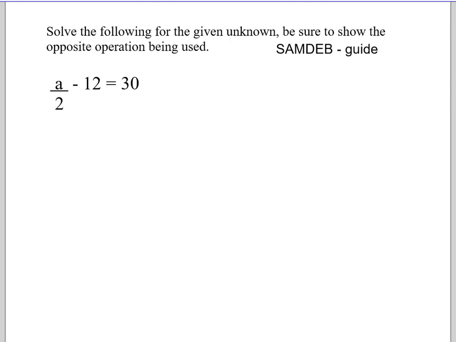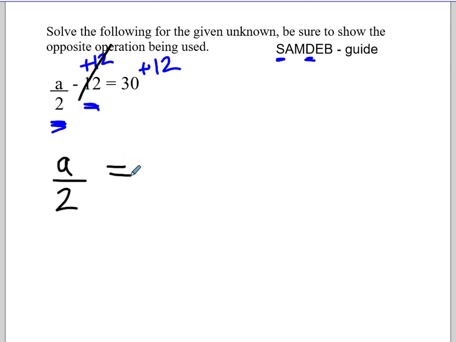Okay, we got 2 more to go. So if you want to pause it, try this one. We have a dividing part here and a subtracting part. So the subtracting is going to come before the division. So I need to know what is the opposite of subtracting 12. And you yell out adding 12, and you would be absolutely correct. So we leave this alone, A divided by 2. These guys cancel. 30 plus 12 is 42.